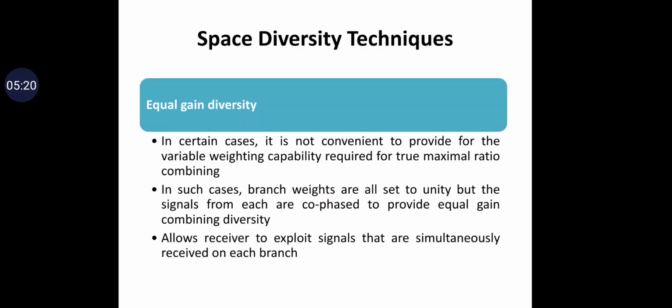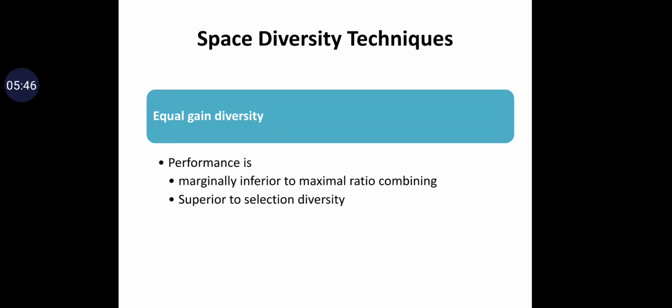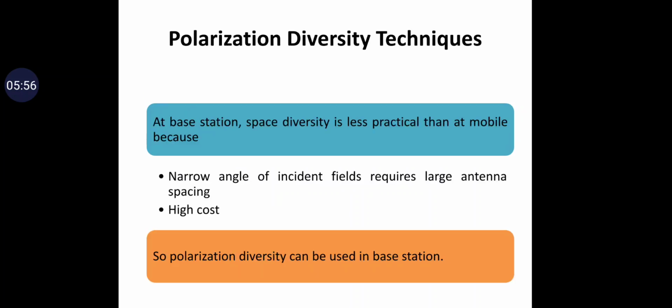Then we have the equal gain diversity. In certain cases, it is not convenient to provide the variable weighting capability required for maximal ratio combining. In such cases, branch weights are all set to unity, but the signals from each branch are co-phased to provide equal gain combining diversity. It allows the receiver to exploit signals that are simultaneously received on each branch. The performance of equal gain diversity is marginally inferior to maximal ratio combining but superior to selection diversity.